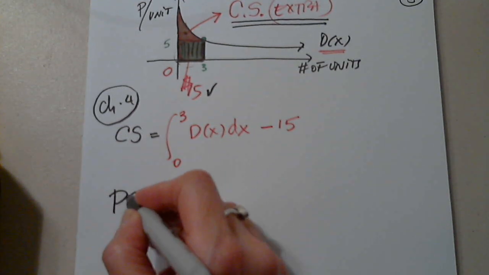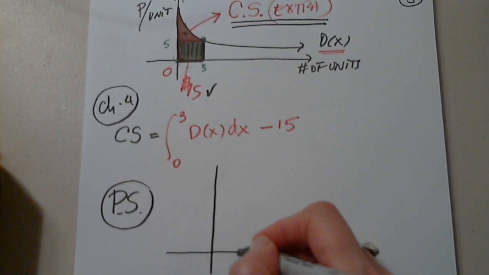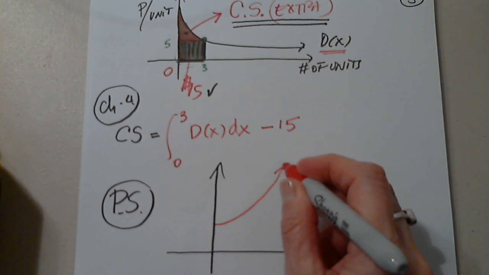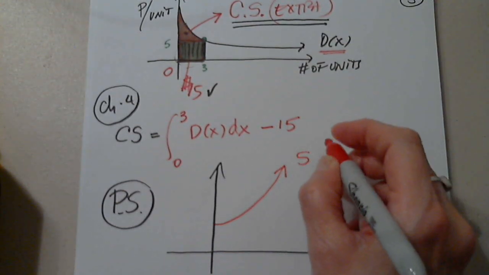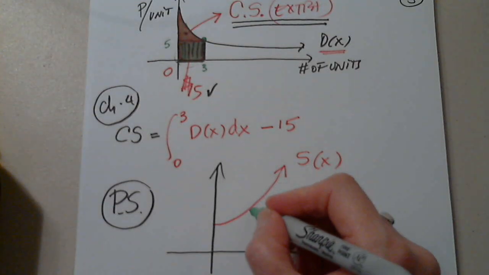So now let's talk about the producer surplus. Well, the supply function is different. So here's the supply function. How does this work? Exactly like the previous one.